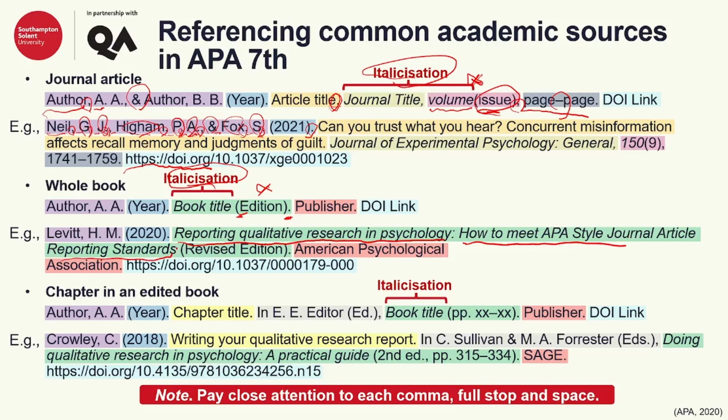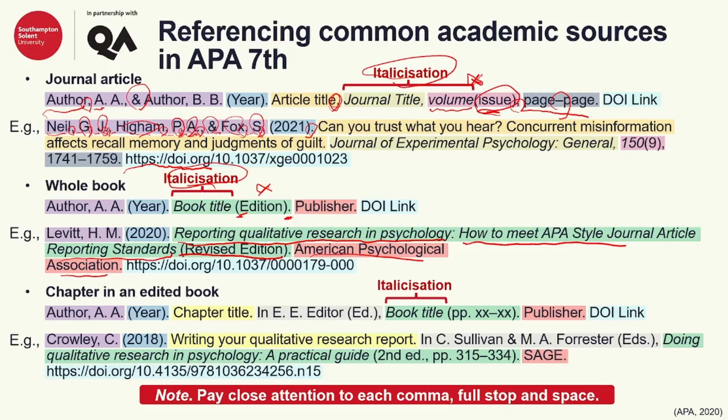This book title should be italicized and then followed by the edition in round brackets, which should not be italicized. The publisher is the American Psychological Association and the DOI link appears at the end. For the whole book, the book itself is the work being referenced. This is why the book title is italicized. The third example is a chapter in an edited book.